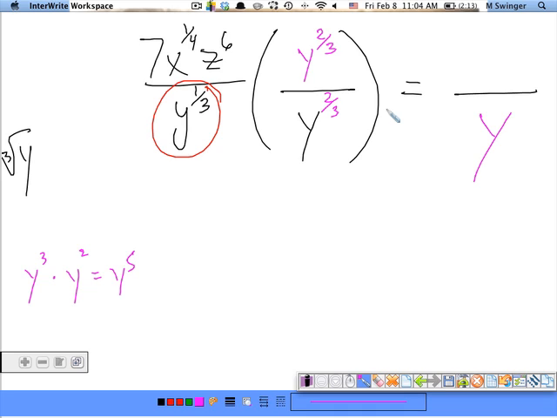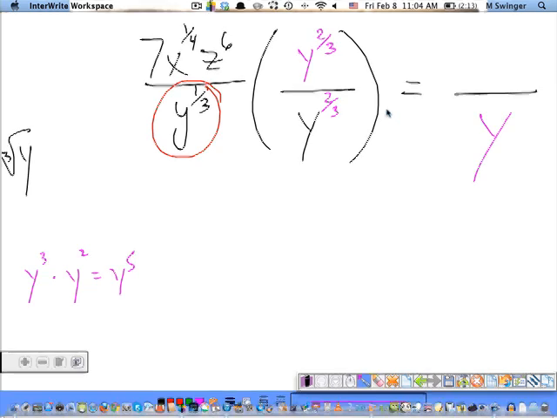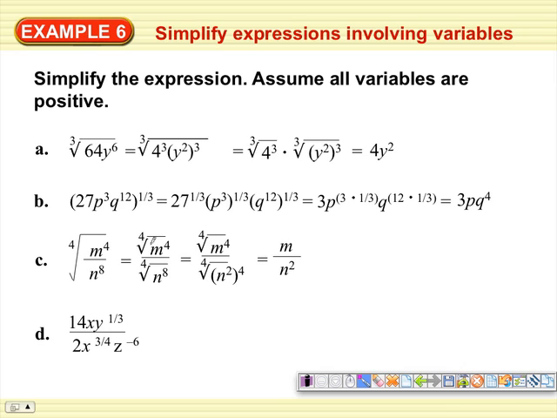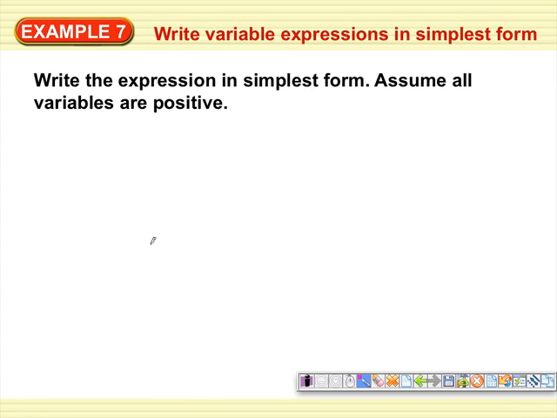Your choice. I'm not going to tell you which way to go. You choose. Alright. Let's finish up what we're doing here. Example 6 is done. Example 7, here we go.